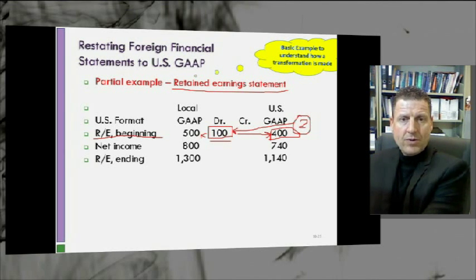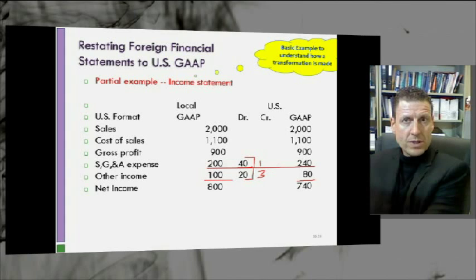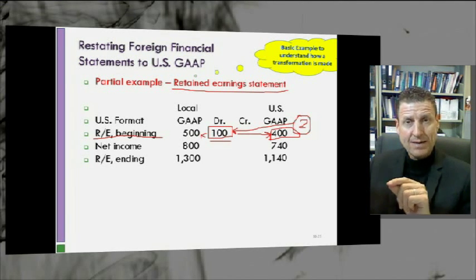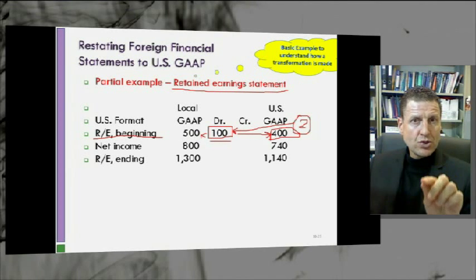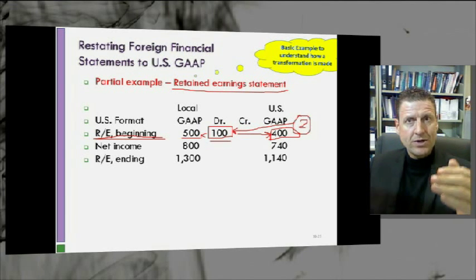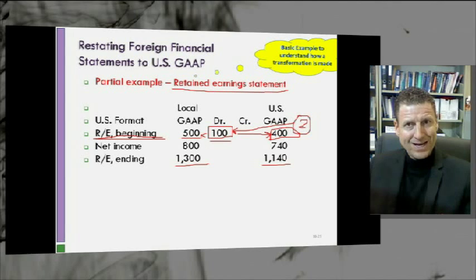So what have we done here? Here we've got 40 in more expenses under US GAAP. We have 20 less in income under US GAAP. We have 100 more in provisions under US GAAP. And those provisions should have been recognized in the prior period and then come into the retained earnings at the beginning of that period. So therefore, we need to reduce the retained earnings at the beginning by 100. Of course, that reduces retained earnings at the end also by 100, as you can see.